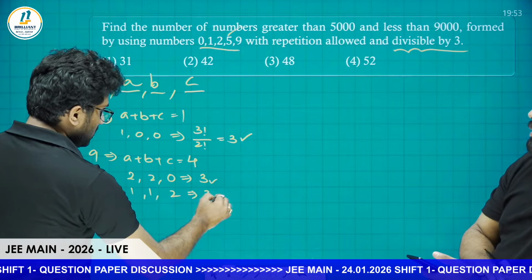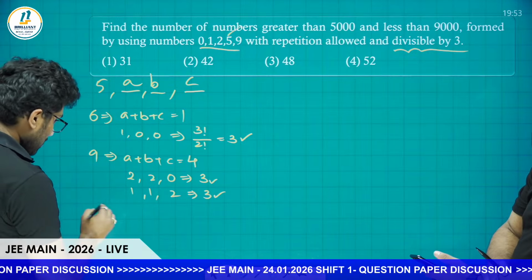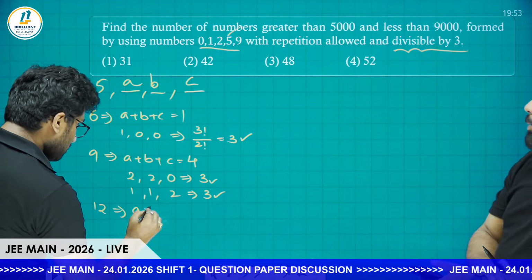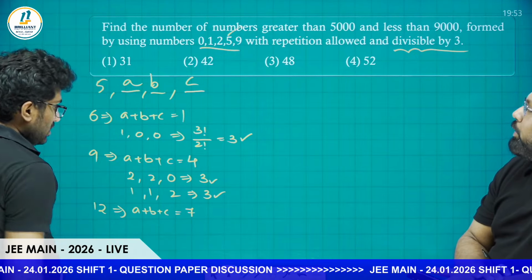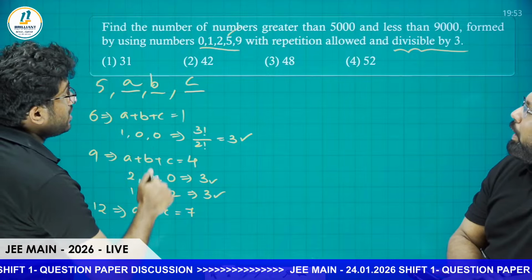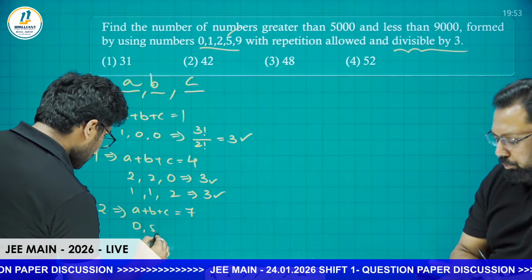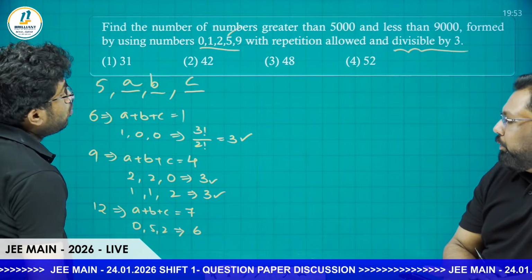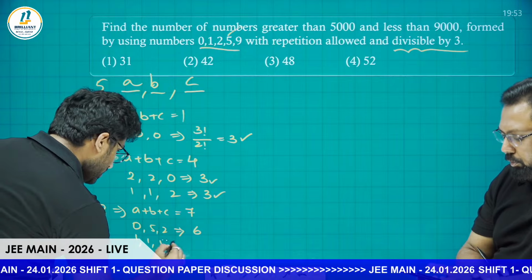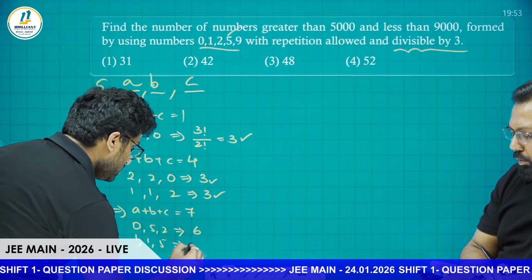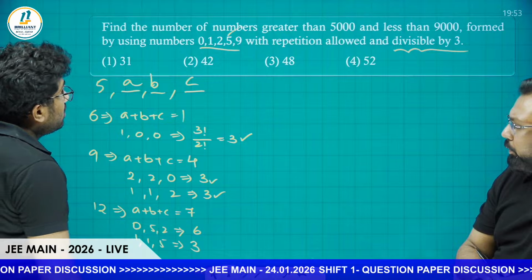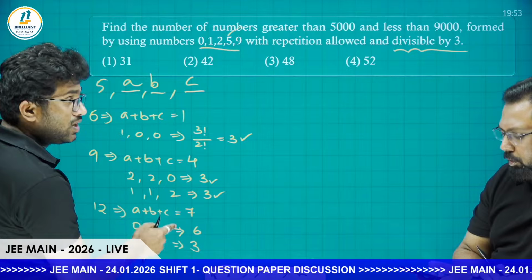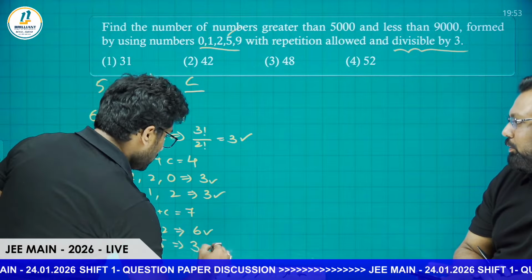Next, the multiple is 12. Already we have 5 here, so A plus B plus C should be 7. If B plus C is 7, it should be 0, 5, 2. 0, 5, 2 means 3 factorial, 6 cases we get. Then 1, 1, 5. Again 3 factorial by 2 factorial, which is 3 cases we get. Any others? No, that's it. So these two, 9 cases.